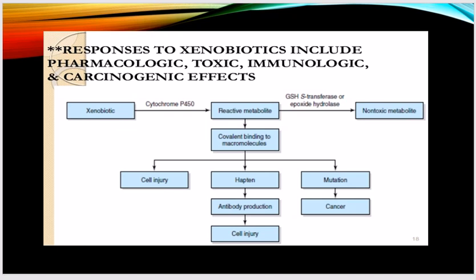When these reactive molecules covalently bind to macromolecules like DNA, RNA and different proteins, this can lead to cell injury due to cytotoxicity. These macromolecular interactions eventually cause chemical carcinogenesis through mutation processes. It can also alter antigenicity when they combine with proteins as haptens, which can produce antibody production, resulting in cell injury.